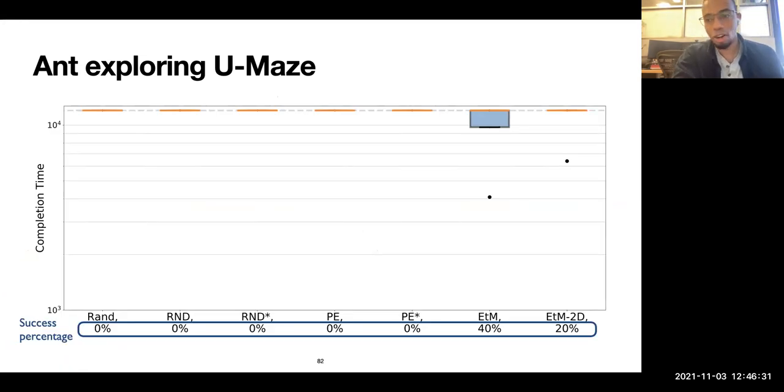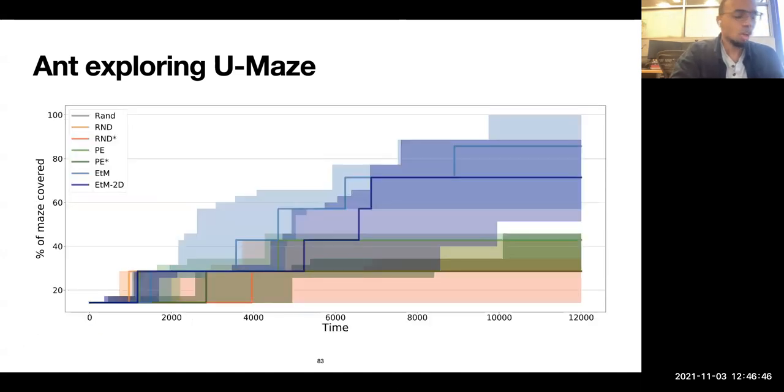And you can see here, as I said earlier, this task is very, very hard. Although all these model-free methods never do it, ETM, the 8D version, is able to do it 40% of the time, and the 2D version is only able to do it 20% of the time, sadly. But we can start looking a little closer. We can look at the percent of the maze covered as a function of time. Even though the two versions of ETM don't always solve the task, we can see that they explore a lot better than these model-free methods and purely random controls.